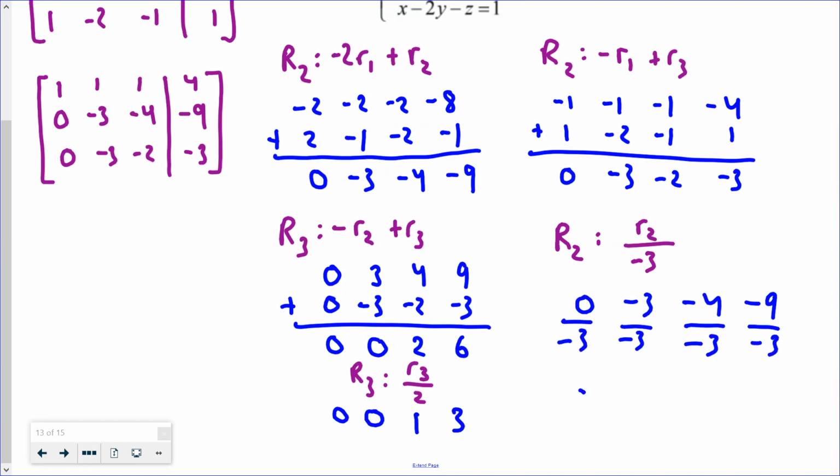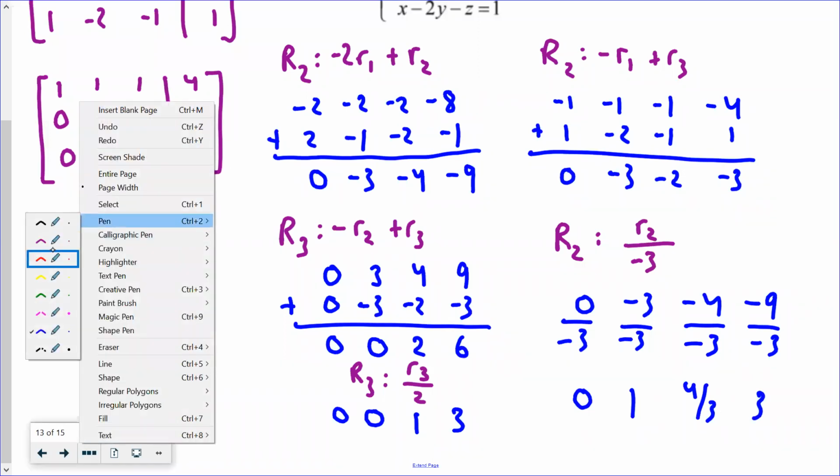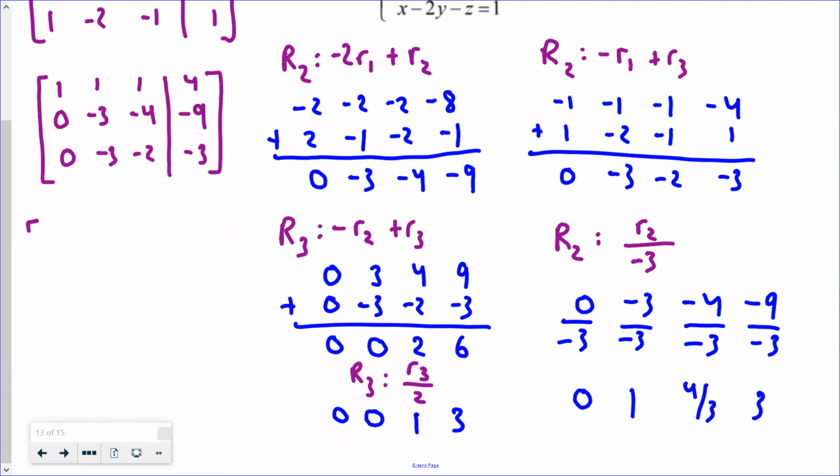That's going to give me 0, 1, 4/3, and 3. Now that's row 2. So let's rewrite our matrix now. Top row did not change yet. Our new second row was 0, 1, 4/3, and 3. And then our bottom row is 0, 0, 1, 3.